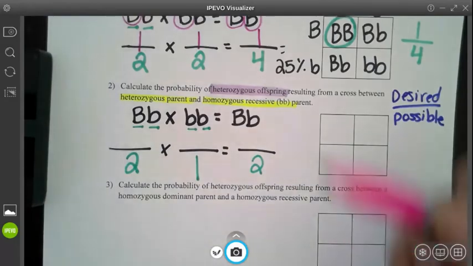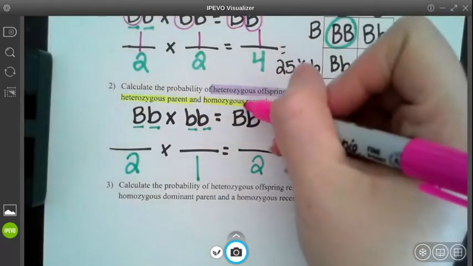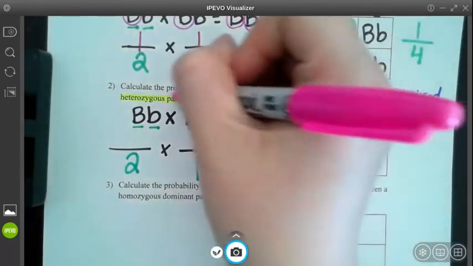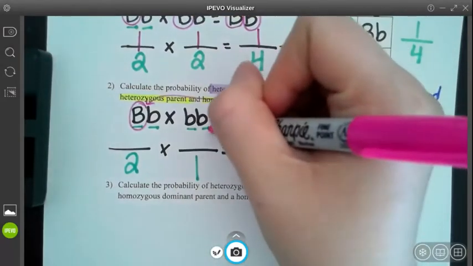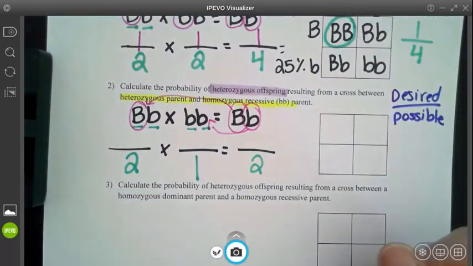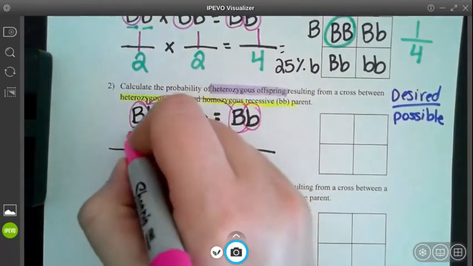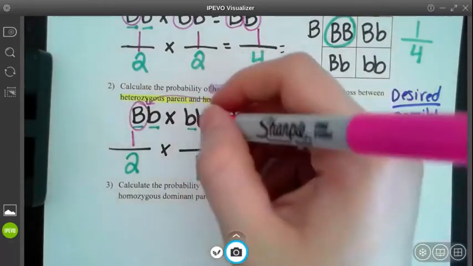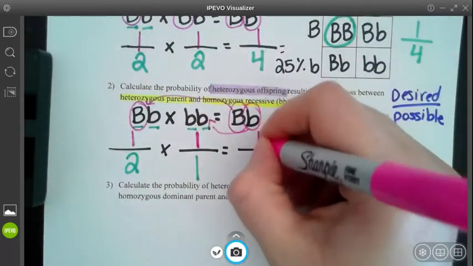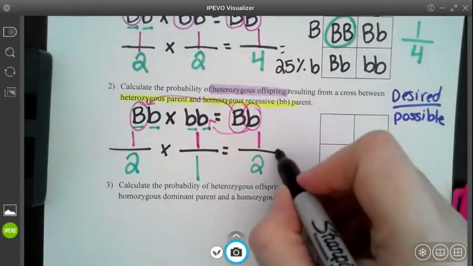At the top, we're going to separate it where this one goes to this parent, and this one goes to this parent. So my desired is here, so it's 1 over 2. My desired is also here, so it's 1 over 1. 1 over 1, which is going to be 50%.